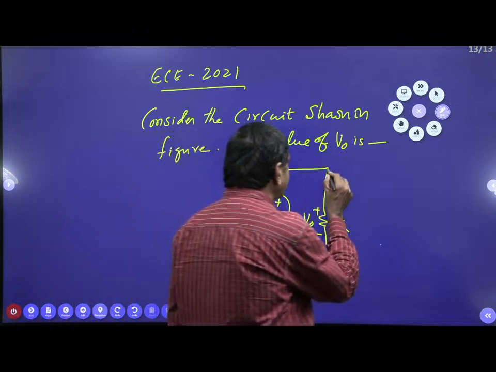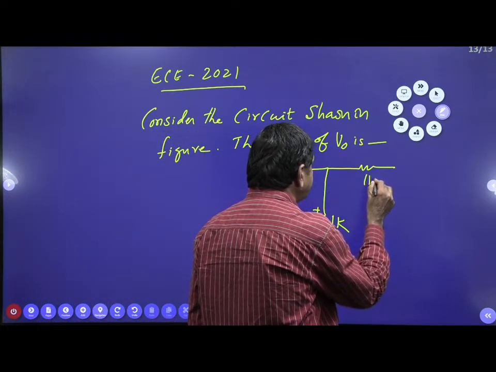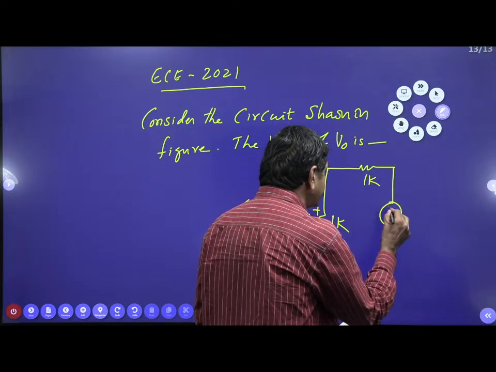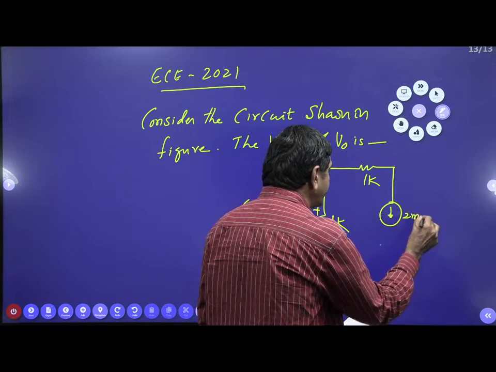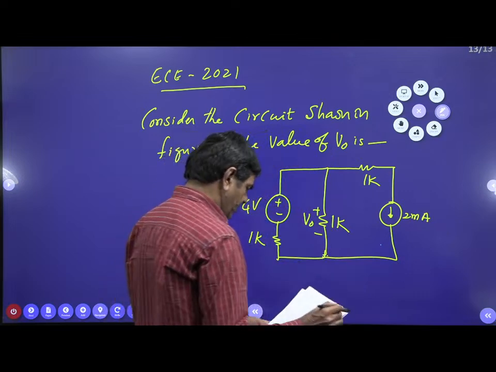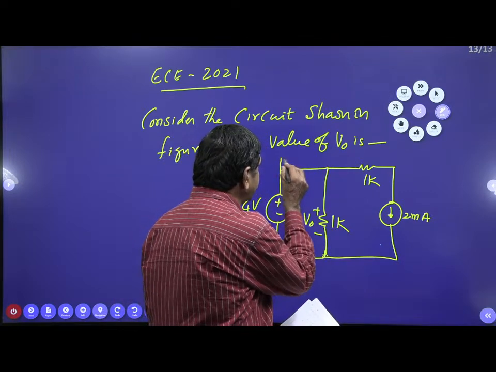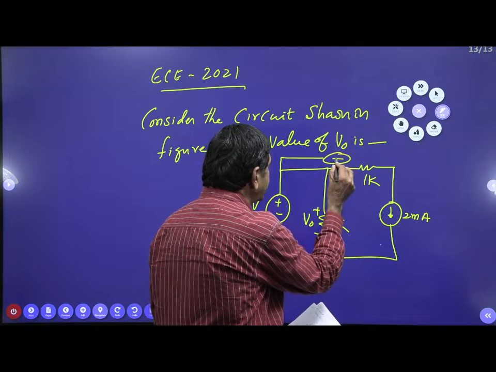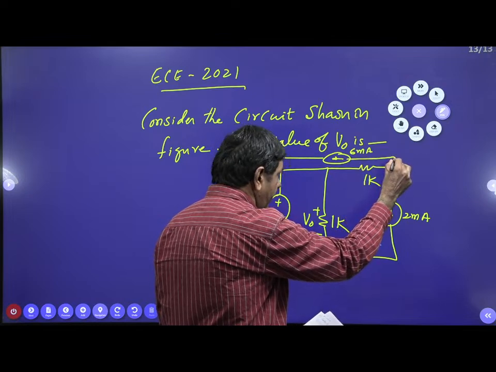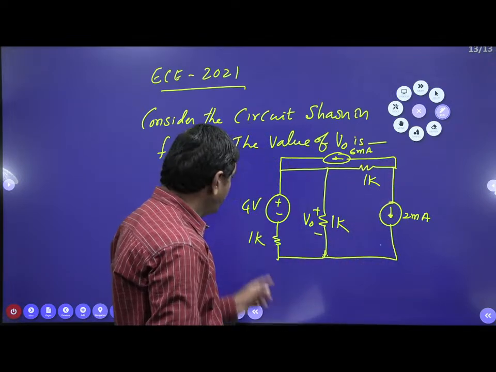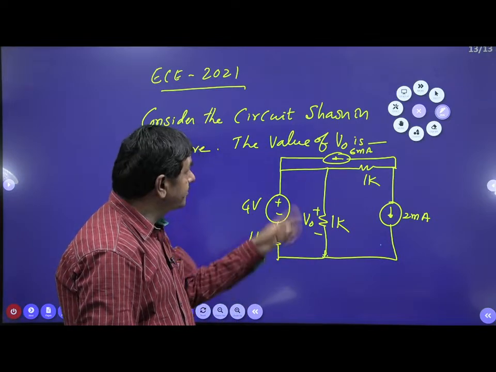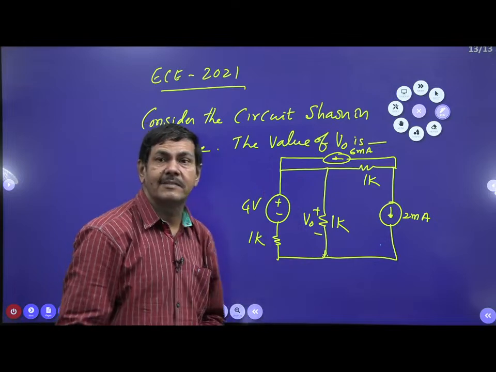Here a 1K is connected. And this side a current source of 2 milliamperes is connected. 2 milliamperes of current is passing this side. And also connected one current source of 6 milliamperes this side, in this direction. 4 volts, 1K, 1K, and 1K, and 2 milliamperes, and 6 milliamperes. Yes, that is the given problem.